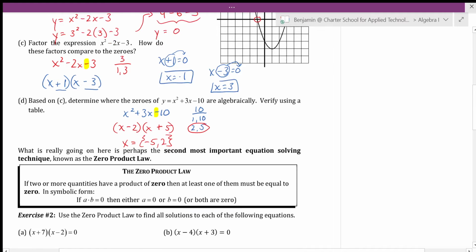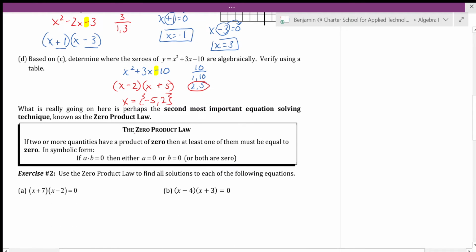So basically what we're trying to get you to understand is that we're going to use the zero product law. If two or more quantities have a product of 0, then at least one of them must be equal to 0. In symbolic form, we got a times b equals 0. Either a equals 0, or b equals 0, or both are zeros.